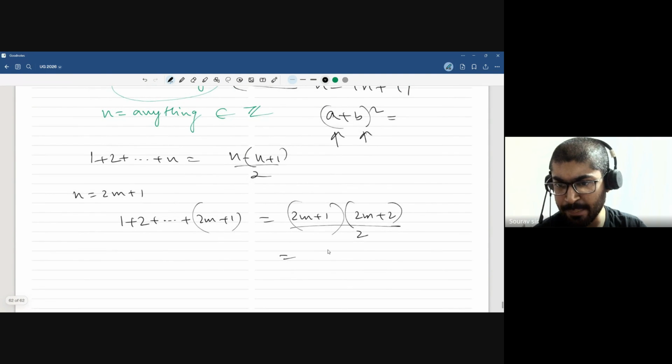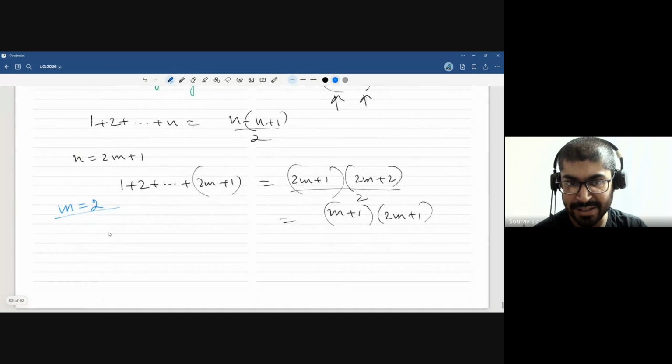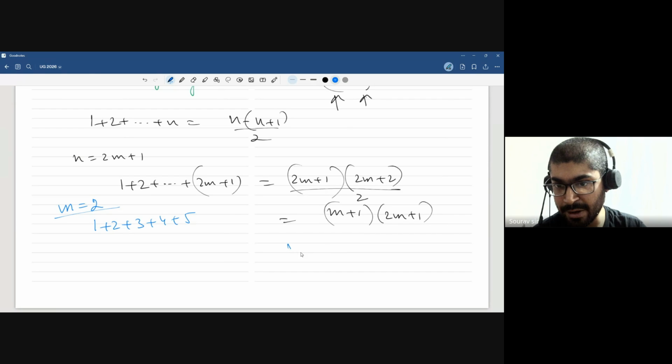Which means m plus 1 into 2m plus 1. Now this is my formula. Now I will verify it. See if this works. Take m equal to 2. So that means my sum will be 1 plus 2 plus, m equal to 2 means till 5. So I should get 15 here. Put m equal to 2, I'll get 3 into 5, 15.